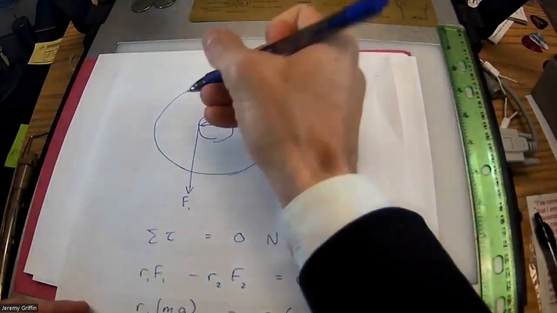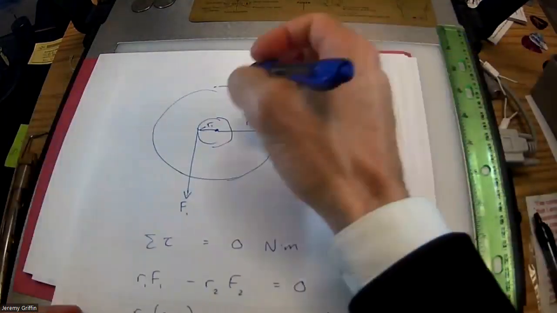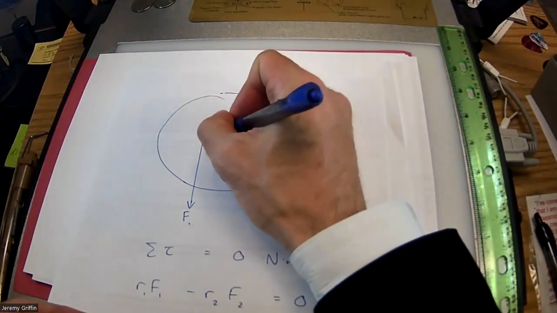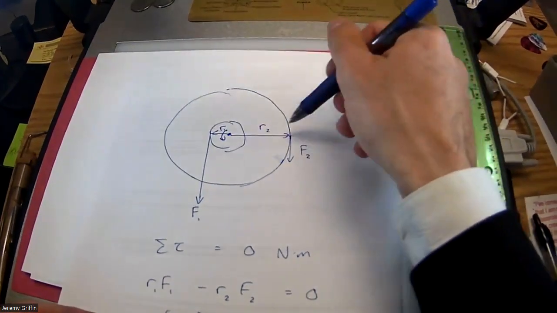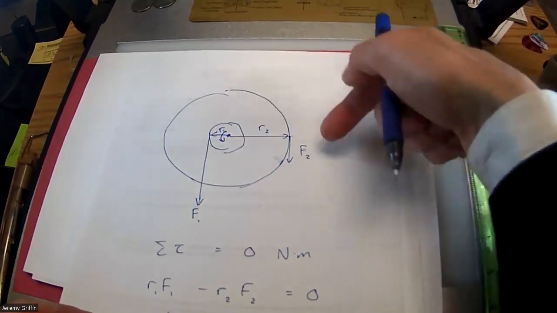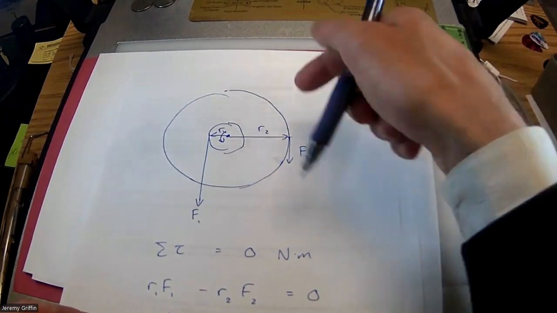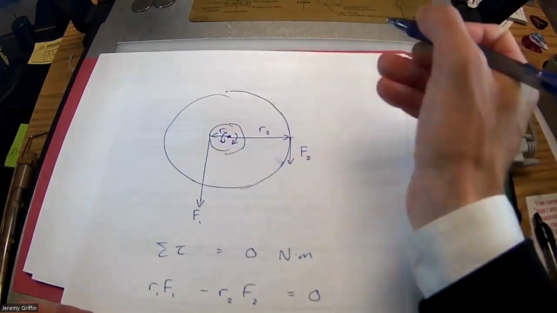So this mass 1 at radius 1 is trying to make the whole thing turn counterclockwise. There's a torque there. And this mass 2 has a weight. I'm calling it F2, but it's M2g. It's trying to make this whole thing turn back clockwise.